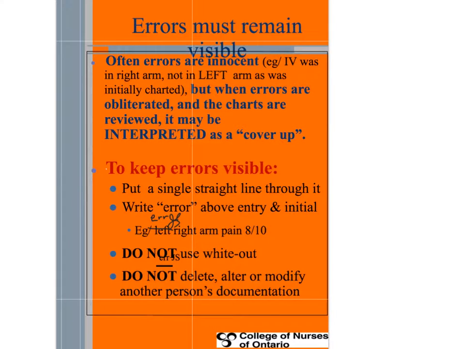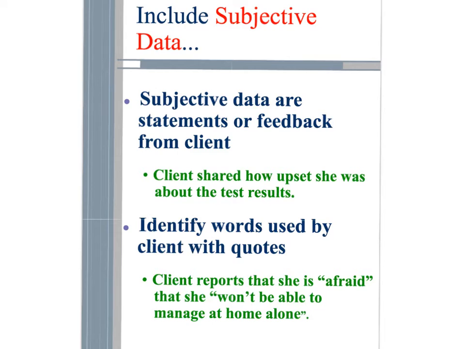You never want to use whiteout because you can see that whiteout was used and then it makes it look suspicious. And you can never ever delete or alter somebody else's charting. If you notice that they've documented the wound on the wrong arm or an IV on the wrong arm, contact them at home, and in their next shift, only they can come in to correct the error. You always have to think about how things appear if they were to appear in court.